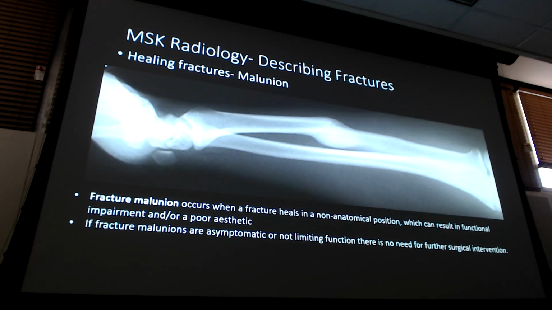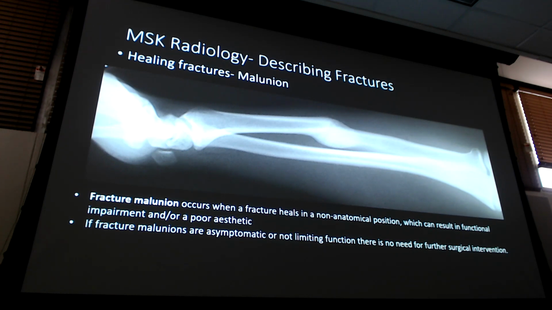Malunion. This bone is completely healed. There will be no more healing that will take place in this stage. This is what it looks like now. It's healed not in the appropriate anatomic position. Now, if this isn't painful and it's not limiting their activities, this is fine. We'll leave it alone. There is no reason to do anything about this. Just because it looks funky, if they're still able to do their life, their job, their hobbies, and they're not having any pain, hey, you're healed, have a good day.